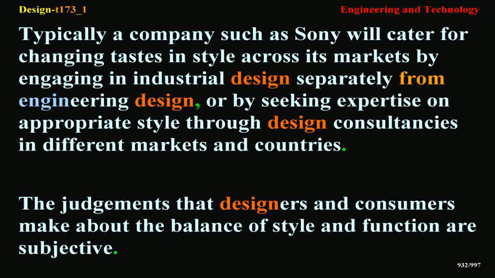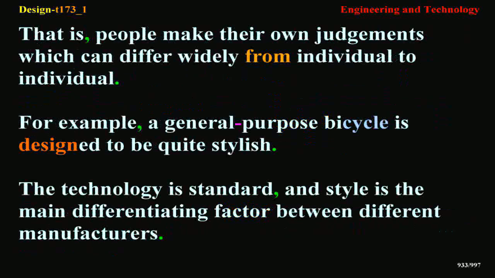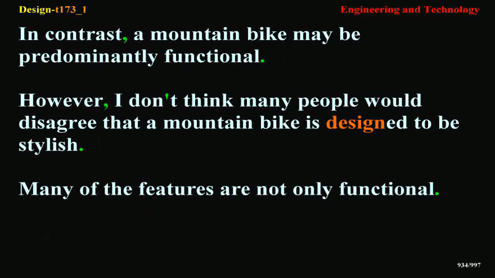The judgments that designers and consumers make about the balance of style and function are subjective. That is, people make their own judgments which can differ widely from individual to individual. For example, a general-purpose bicycle is designed to be quite stylish. The technology is standard, and style is the main differentiating factor between different manufacturers. In contrast, a mountain bike may be predominantly functional. However, I don't think many people would disagree that a mountain bike is designed to be stylish. Many of the features are not only functional.